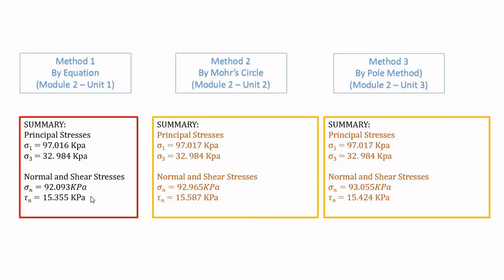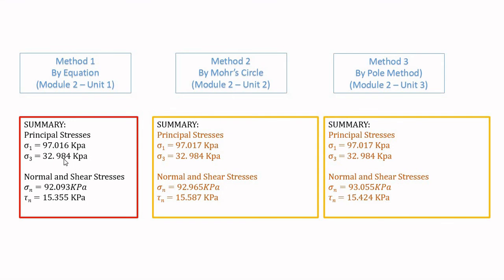So observe that if you're going to compare the results, we had solved the same problem using method 1 by equation. This was actually discussed in module 2, unit 1. And then method 2 is by Mohr's circle. This is unit 2 in your module 2. And then method 3 is by pole method. This is unit 3 in your module 2.